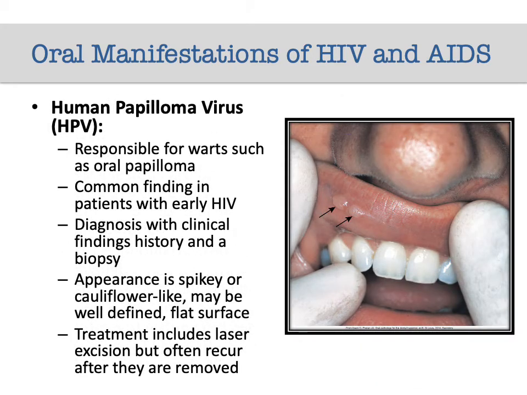The human papillomavirus, or HPV, is responsible for warts such as oral papilloma, common findings in patients with early HIV. Diagnosis is with clinical findings, history, and a biopsy. The appearance is spiky or cauliflower-like, but they may be well defined with a flat surface. Treatment includes laser excision, but they often recur after they are removed.